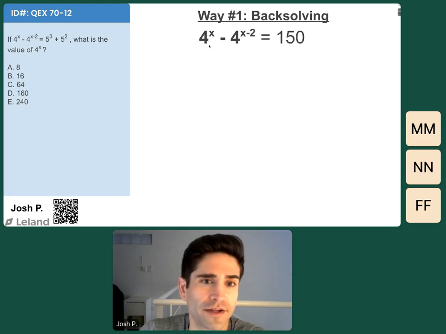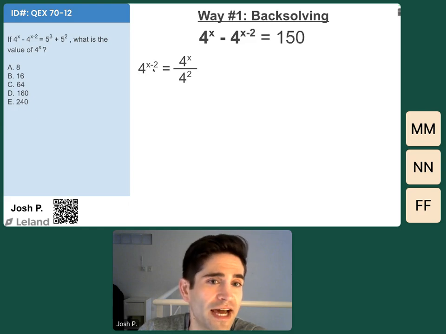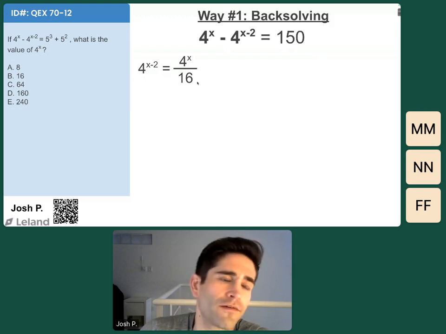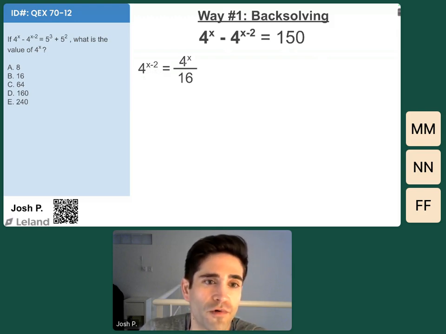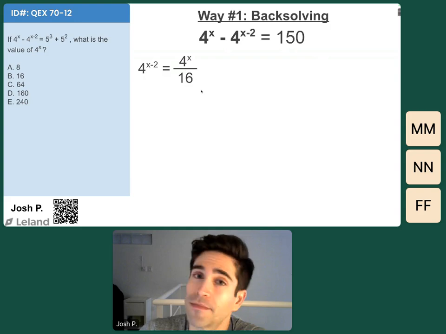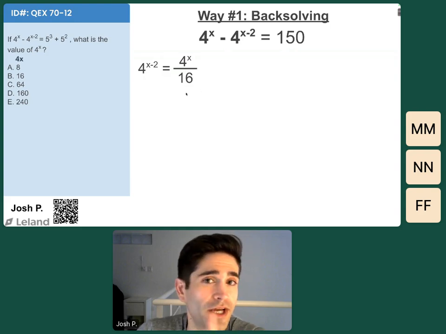So once again, let me highlight 4 to the x minus 4 to the x minus 2 must equal 150. We know that 4 to the x minus 2 is essentially 4 to the x divided by 4 to the 2. 4 to the 2 is 16. So let me highlight 4 to the x minus 2 equals 4 to the x divided by 16. And now we can use the answer choices. We know the answer choices represent 4 to the x.